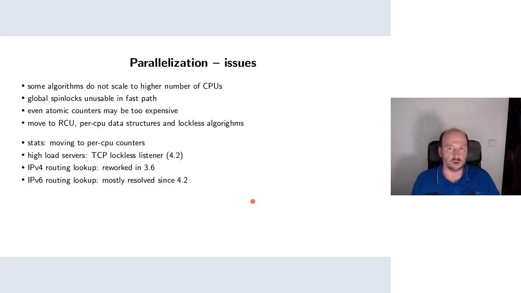There are, of course, some issues with the parallelization, as in many other areas of kernel in networking. Developers quickly found that techniques and algorithms which scaled well to, say, 4 or 8 CPUs do not scale as well to 64 CPUs or 100 CPUs. So, for example, global spinlocks are essentially unusable in a fast path. Even atomic counters, for example, for ref counting, may be too expensive in some locations. So you can see a general move to RCU, per CPU data structures, and in general lossless algorithms.